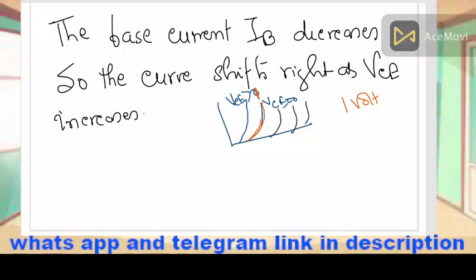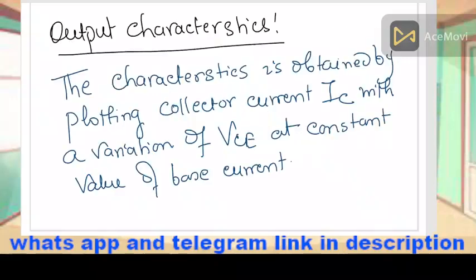So this is the input characteristic, and it is quite simple. It is the same as the forward biased PN junction diode. Now the output characteristic.